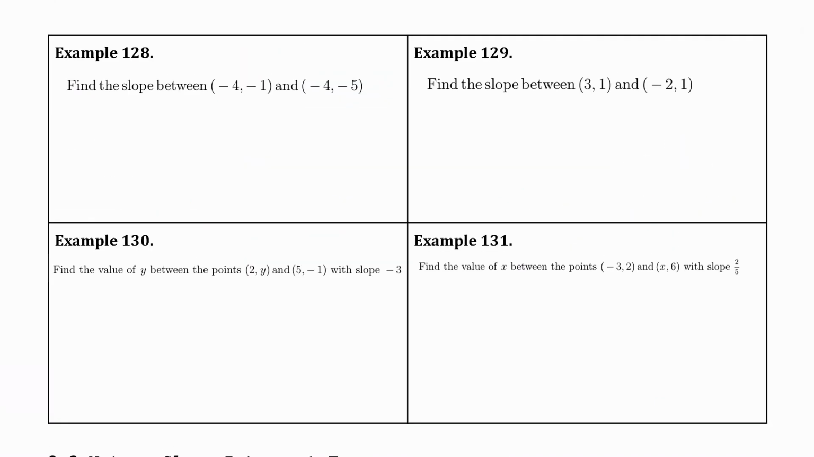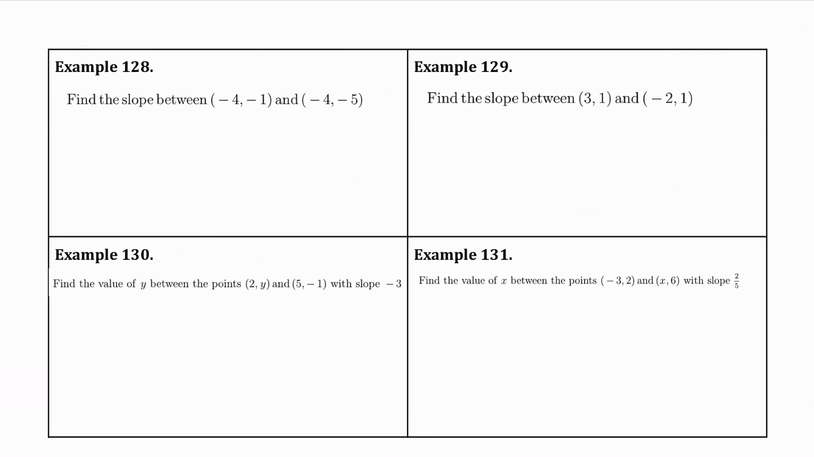All right, a few more where we're given ordered pairs and we're trying to find the slope. Let's look at example 128. Again, let's label them x1, y1, x2, y2. And I've got that my slope is y2 minus y1, negative 5 minus negative 1, over x2 minus x1, negative 4 minus negative 4. And again, anytime you see that minus and negative, we can change it into plus. Negative 5 plus 1 gives me negative 4. Negative 4 plus 4 gives me 0.